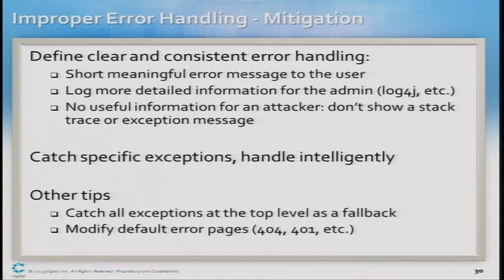So how do you handle this? You want to make sure that in your application you're defining clear and consistent error handling. A centralized error handling mechanism is usually the best approach. You want to make sure that you give the user short but meaningful error messages that are actionable. And you want to log more detailed information on the back end that only the admin would be able to access. So you don't want to give useful information to an attacker, stack traces, detailed exceptions, that sort of thing. And you want to make sure that you're catching specific exceptions and handling them as best as you can within the application logic. Don't just catch everything at the top level and throw a generic error. But you do want to make sure that as a fallback, you put a general catch block at the very top level so that if you missed anything, it gets caught there and you don't end up with a stack trace. It's also a good idea to modify the default error pages that your web server defines.